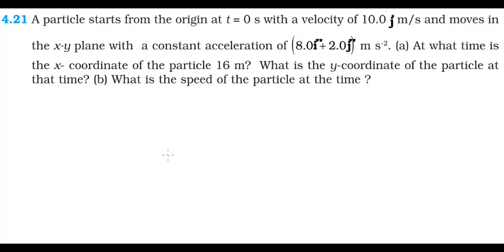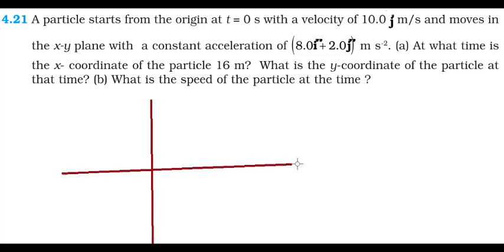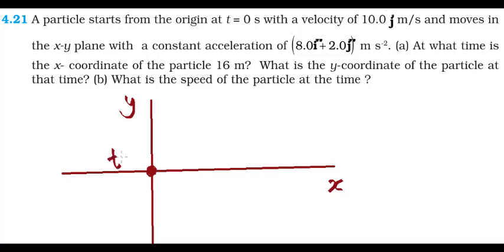This is a very good question to understand the motion of a body in two dimensions. First of all, before calculation, let us understand what actually happened. So there is an XY coordinate system, and take this as the x-axis, take this as the y-axis. The particle starts from the origin, so this is the origin. It starts here at time t equal to 0.